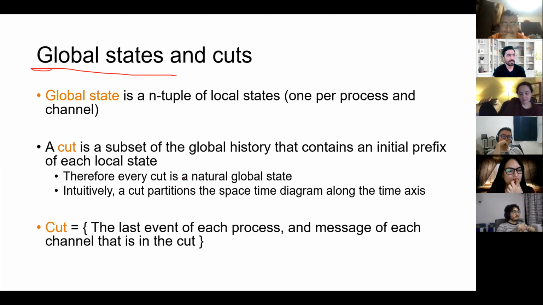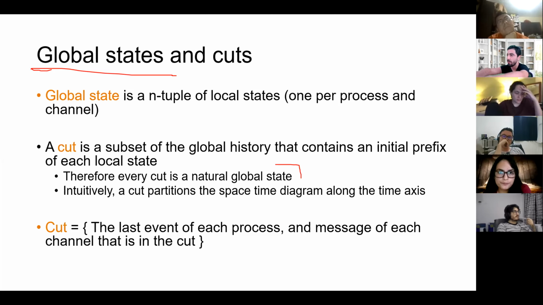Therefore, every cut is a natural global state, because you're taking a cut. Intuitively, a cut partitions the space-time diagram along the time axis. You have all this history of the events that are happening, and you take a cut from the state of the system. For example, I can take a snapshot of all your faces here. That's a cut of the state of the system at the moment that you're all tired.